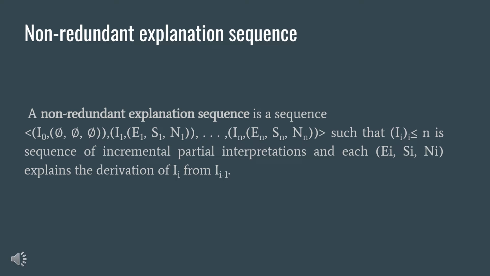Continuing from the previous definition of non-redundant explanation, we are generalizing the non-redundancy for a sequence of tuples of interpretation and explanation. In the tuple Ii, Ei, Si, Ni, Ii are elements of the incremental partial interpretation and each Ei, Si, Ni explains the derivation of Ii from Ii minus 1.